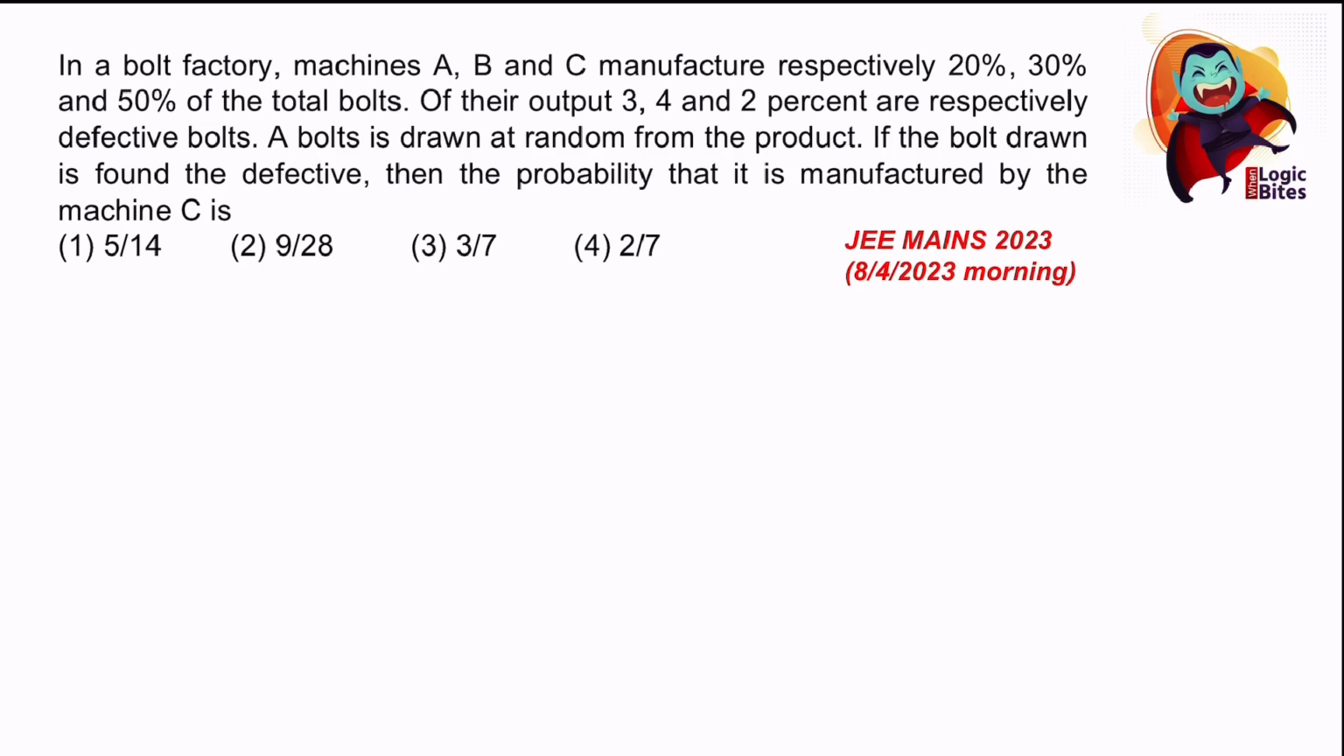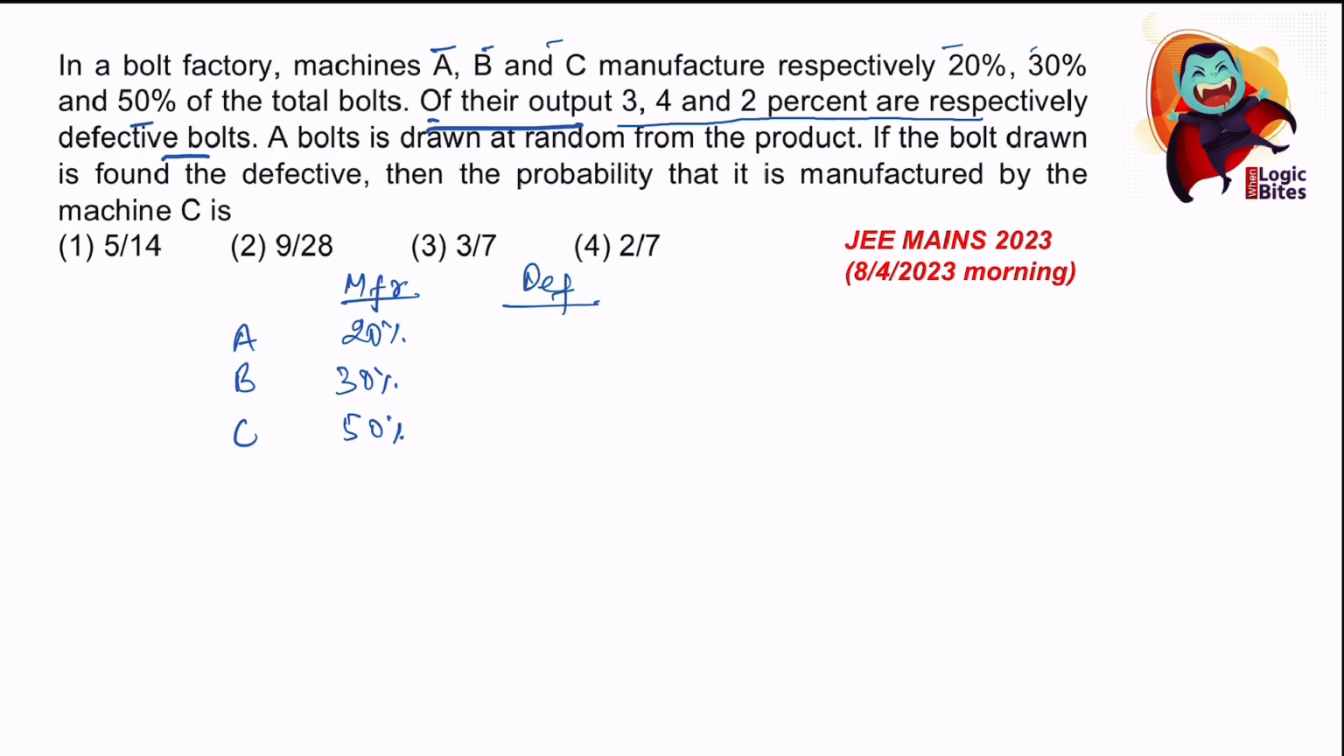Let's see a bolt factory. In a bolt factory, there are 3 machines A, B, and C, which manufacture respectively 20%, 30%, 50% of the total bolts. Okay, so here is the machine A, here is B and C. We will write shortly as manufacturing. So it manufactures 20%, then 30%, then 50%. We can also ignore the percentage for the time being. And out of their output, 3, 4, and 2% are respectively defective bolts. So we will again make one column for defective.